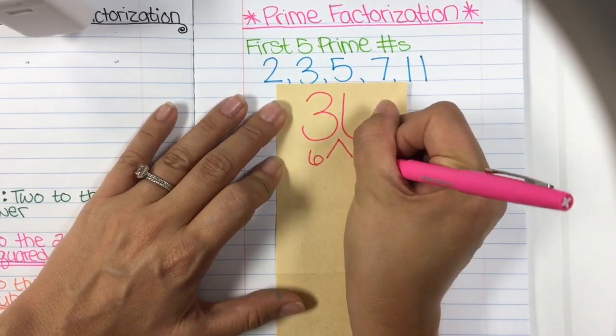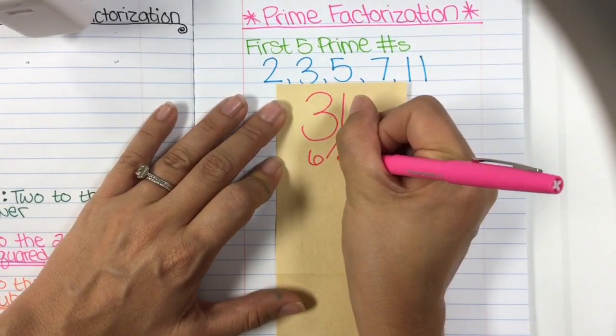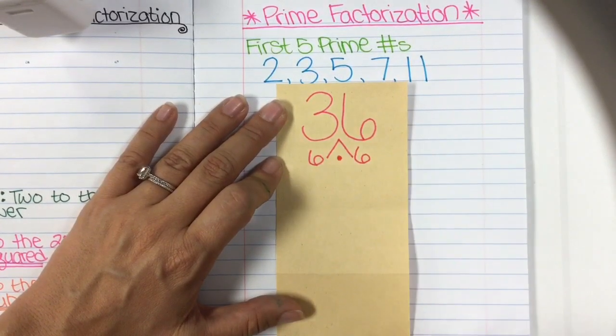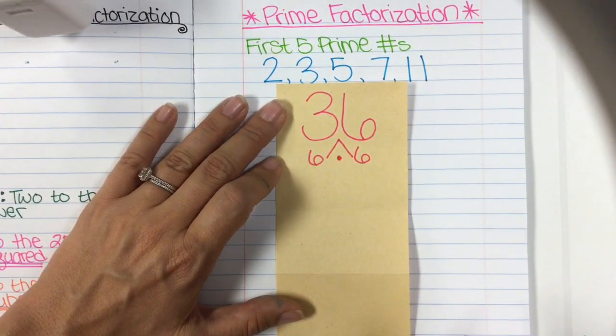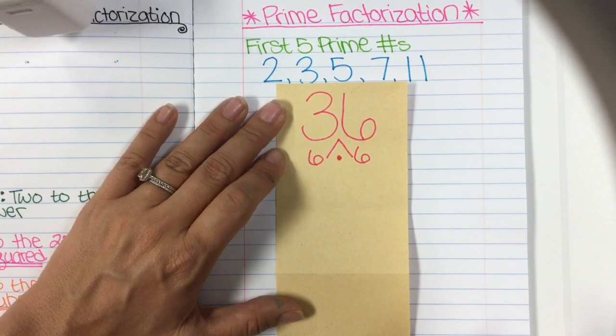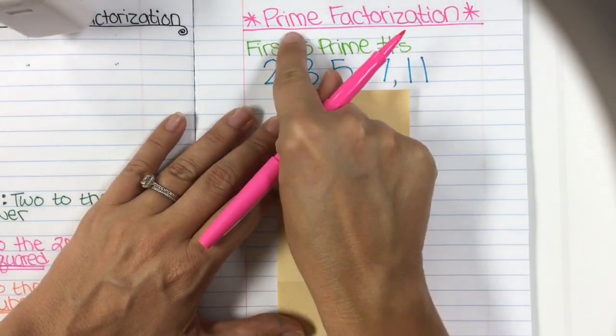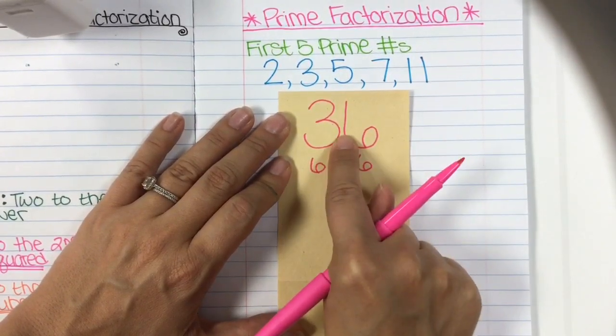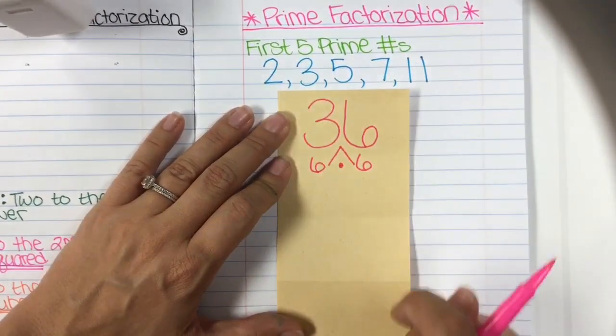And I usually just write it like this, but some students like to put that multiplication sign in the middle so they can see that 6 times 6 is 36, and it makes more sense to them. That's completely fine if that's what you'd like to do. Now, our goal is to make a prime factorization. We have found the factors of 36, but it's not prime factors, so we need to keep going.